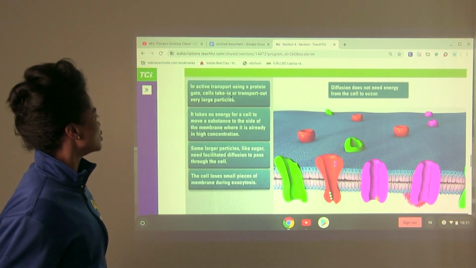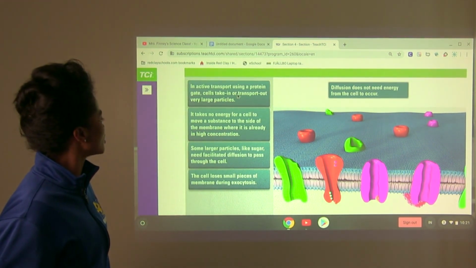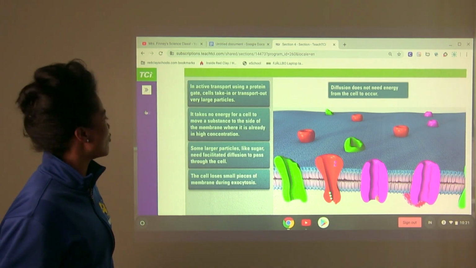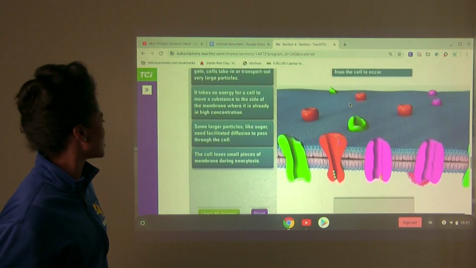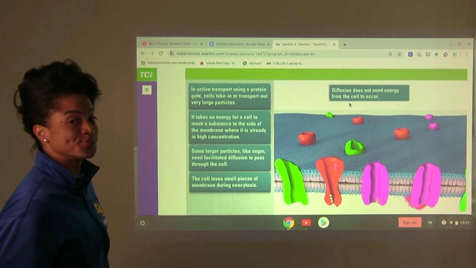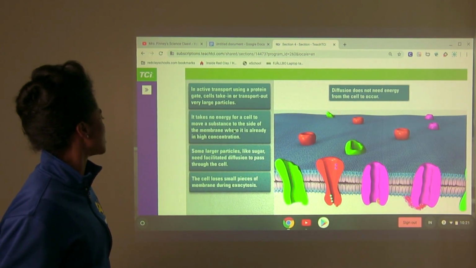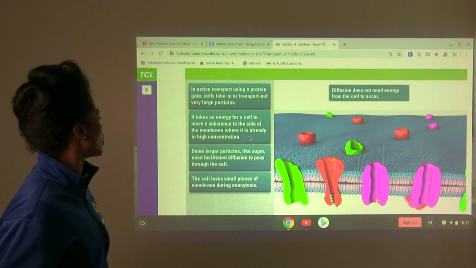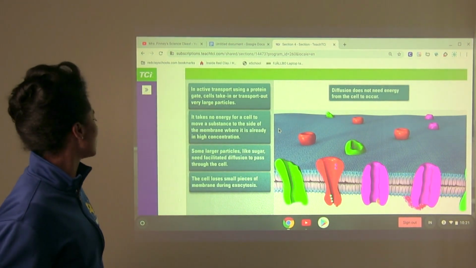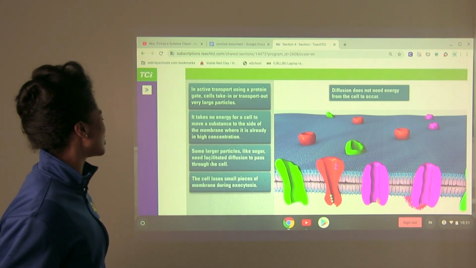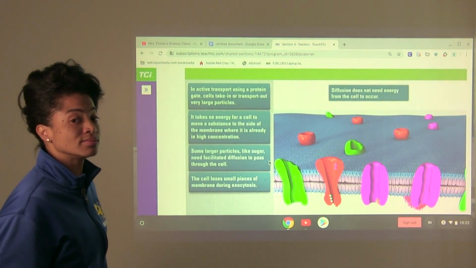In active transport, using a protein gate, cells take in or transport out very large particles. What do you think? You have one more box. Uncheck the other ones. Oh, okay. It takes no energy for a cell to move a substance to the side of the membrane where it is already in high concentration. Take it or leave it. You want to see the other ones? Okay. Some larger particles like sugar need facilitated diffusion to pass through the cell. What do you think? Take or leave?